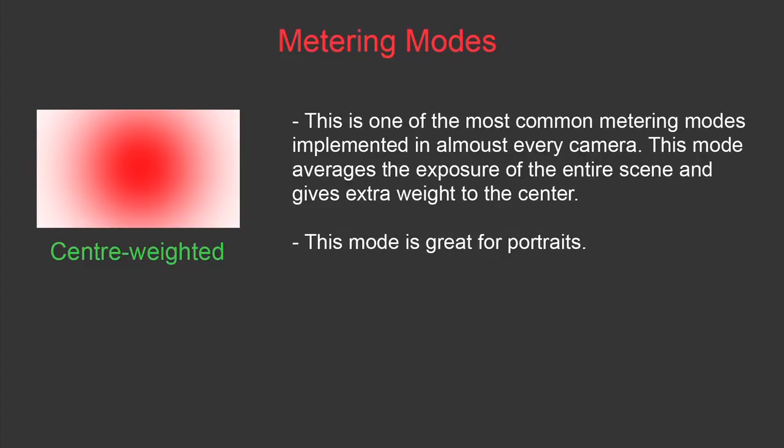Center-weighted metering is one of the most common metering modes implemented in almost every camera. This mode averages the exposure of the entire scene but gives extra weight to the center. This metering mode is actually really good for portraits.